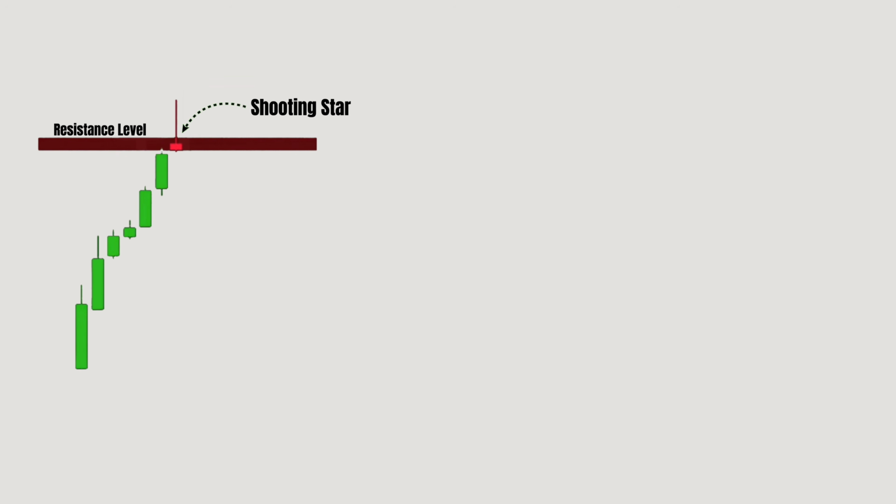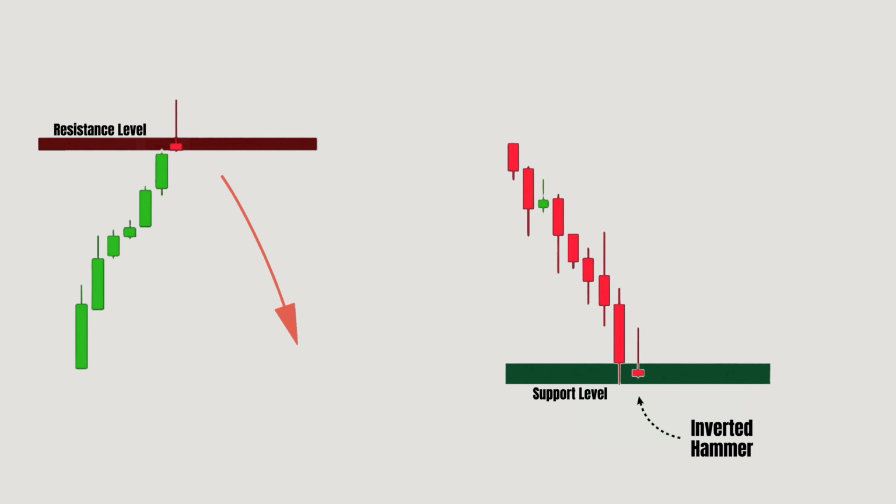Now let's discuss the inverted hammer candle. The shooting star candle forms at a high level after an uptrend and signals a bearish reversal. Conversely, the inverted hammer candle forms at lower levels and signals a bullish reversal. If you invert the hammer candle, you get the inverted hammer candle.